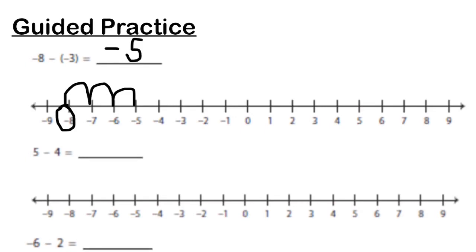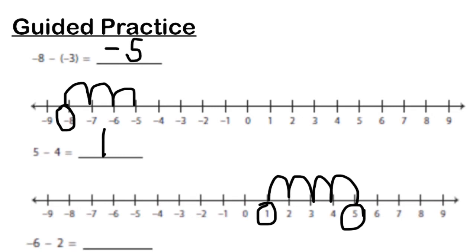For this problem, we are starting at positive 5, and we are taking away positive 4. This is a very simple problem, probably something you could have easily solved without a number line. But it's still good for us to see how the number lines are used for subtraction. We are subtracting a positive, so we go to the left 4. 5 minus 4 is 1.